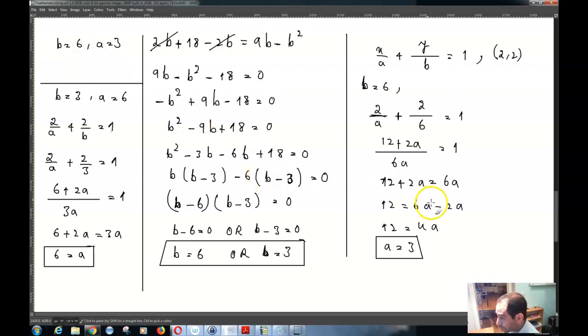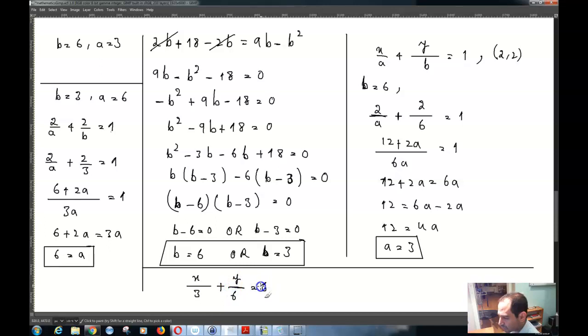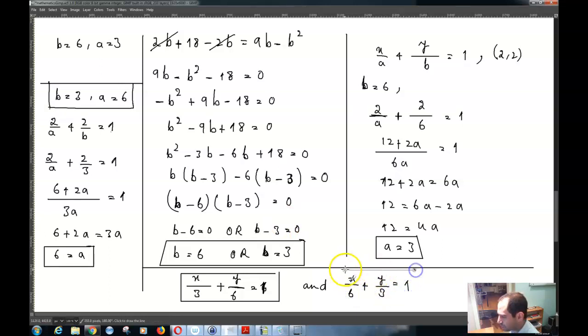So what you can do is you will get two possible equations for this line, meaning that either, if your a is equal to 3, x divided by 3 plus y divided by 6 is equal to 1. That's one equation that you can write for this line. And of course, this one as well: x divided by 6 plus y divided by 3 is equal to 1. That is also possible.